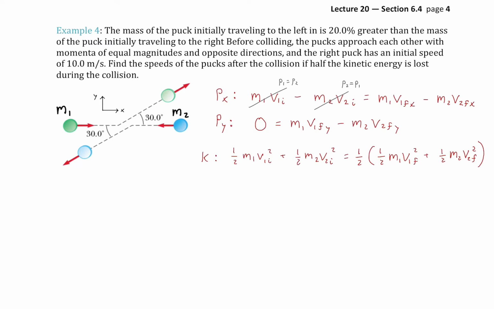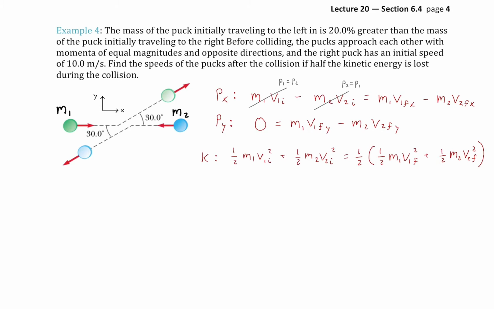That's kind of tricky because this is the type of partially inelastic collision where I specify how much energy is lost, which basically means that we can have a third equation. So let's read it. The mass of the puck initially traveling to the left is 20% greater than the mass of the puck initially traveling to the right. So here we're going to have, again, a relationship between M1 and M2, kind of like in the last one with the protons, but in that case it was simple because they were just equal to each other. But here one is slightly bigger than the other.